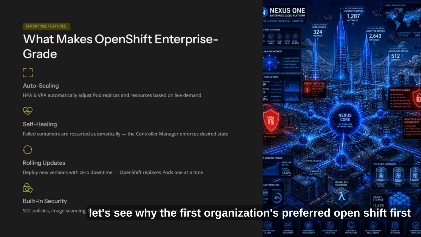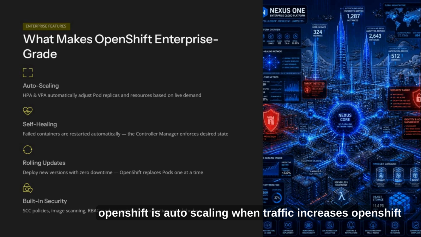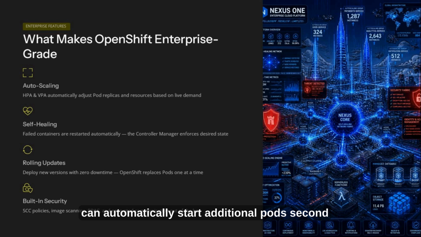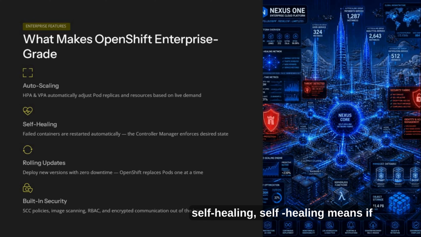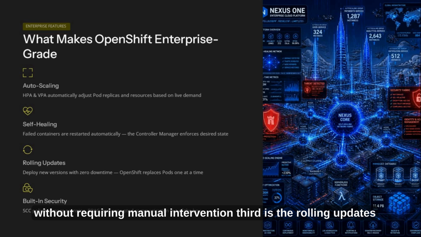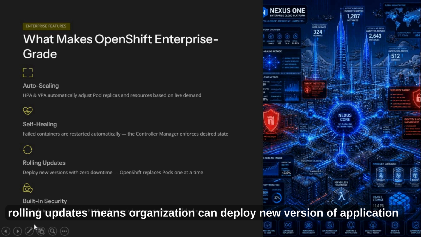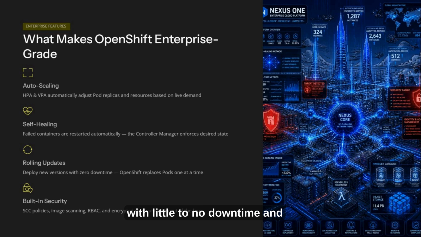Now let's see why large organizations prefer OpenShift. First, and one of the most important things about OpenShift, is auto-scaling. When traffic increases, OpenShift can automatically start additional pods. Second, self-healing. Self-healing means if an application crashes, OpenShift automatically restarts it without requiring manual intervention. Third is rolling updates. Rolling updates means organizations can deploy new versions of an application with little to no downtime.